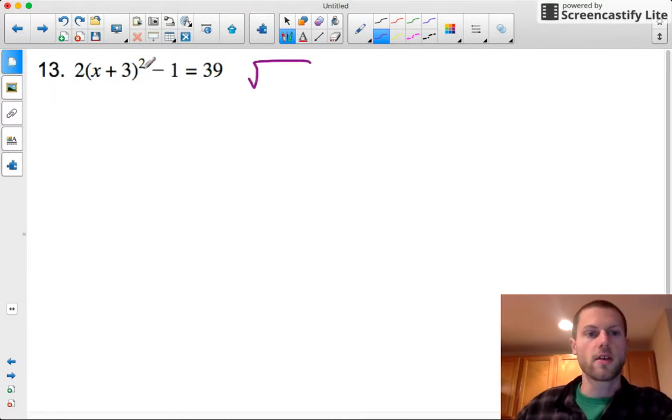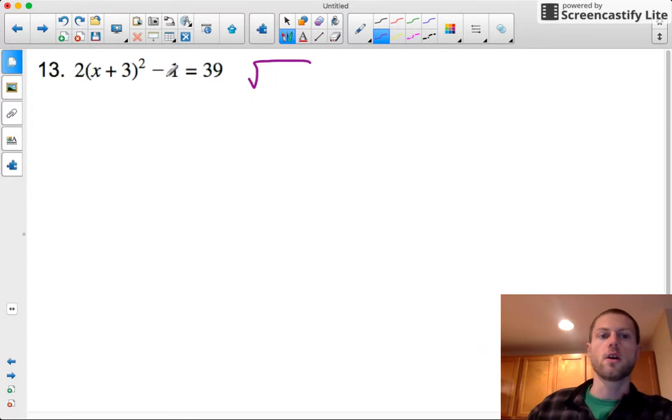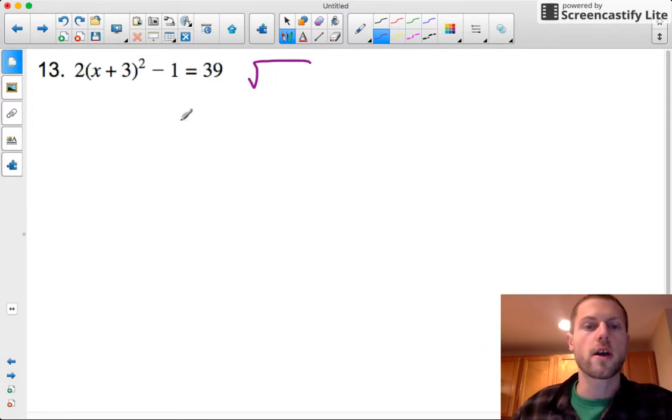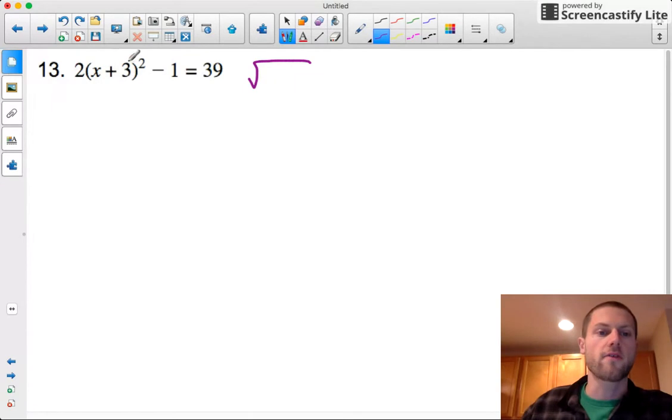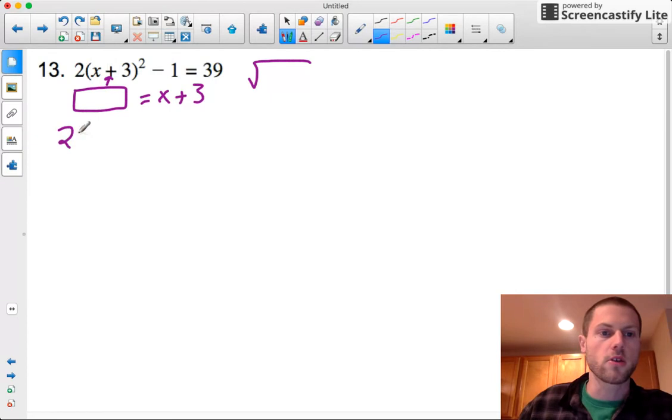We want to get inside of these parentheses, but we have a whole bunch of stuff standing in our way. We're multiplying by 2, we're squaring the quantity, we are subtracting 1, we're doing all kinds of stuff. So we need to get after this. The way we're going to do that, starting off, is I'm going to remove any confusion. I'm just going to pretend that inside these parentheses is a box, and this box is going to equal x plus 3. So let me just rewrite this equation with my box here.